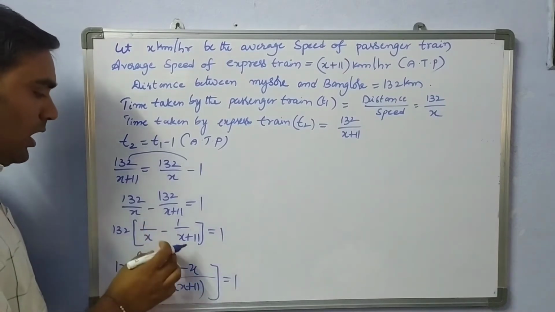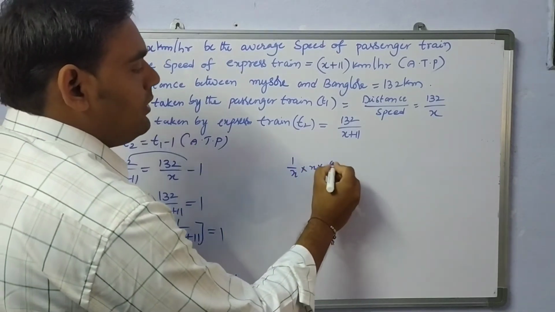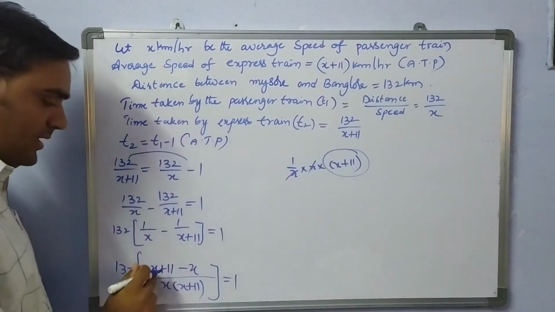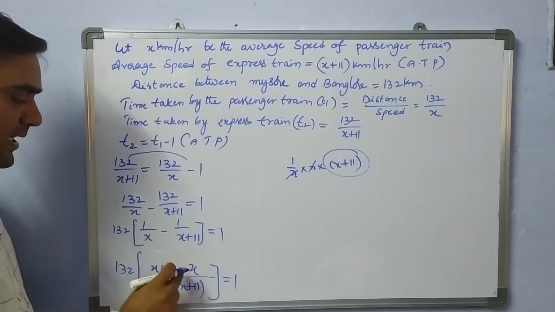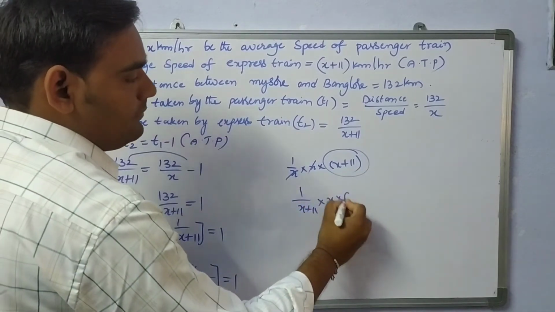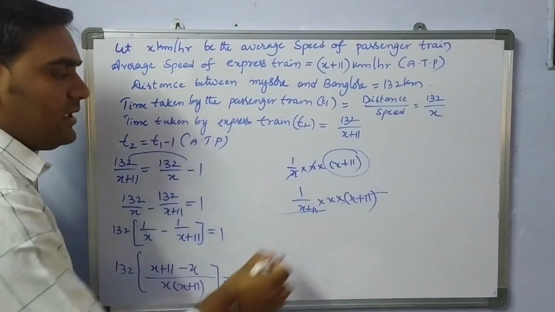You may have the doubt, how could I write these things? 1 by x into x plus 11, so x gets cancelled. x plus 11 we need to write. Next, what is the symbol here? Minus. Next, 1 by x plus 11 into LCM, that is x into x plus 11, so x plus 11 gets cancelled.